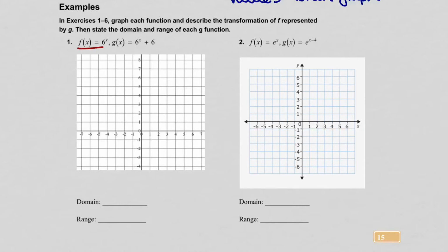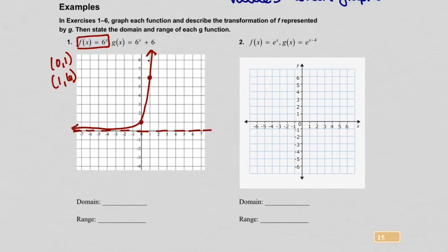first one, my f of x here, is 6 to the x power. Well, that's just a standard exponential. I've got my asymptote right here on this axis at y equals 0. And I know that I can expect to have the point (0, 1) and (1, b). Well, my b is 6. That's my base. So I'm going to go (0, 1) and (1, b). I'm going to hug the asymptote. I'm going to rise sharply, connecting my points.